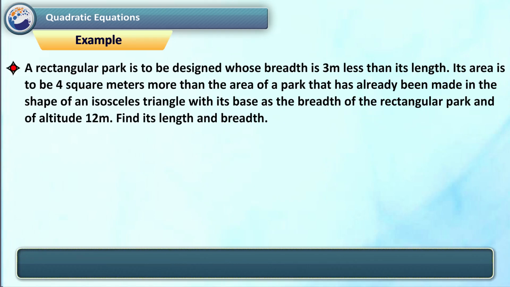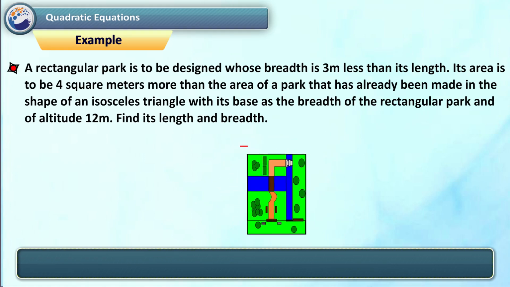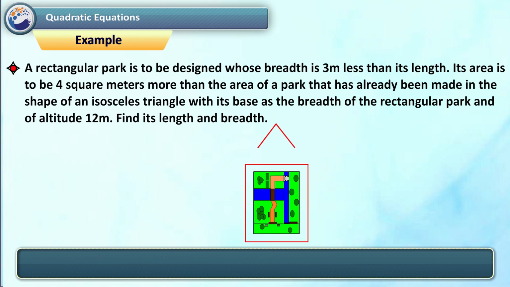A rectangular park is to be designed whose breadth is 3 meters less than its length. Its area is to be 4 square meters more than the area of a park that has already been made in the shape of an isosceles triangle with its base as the breadth of the rectangular park and of altitude 12 meters. Find its length and breadth.